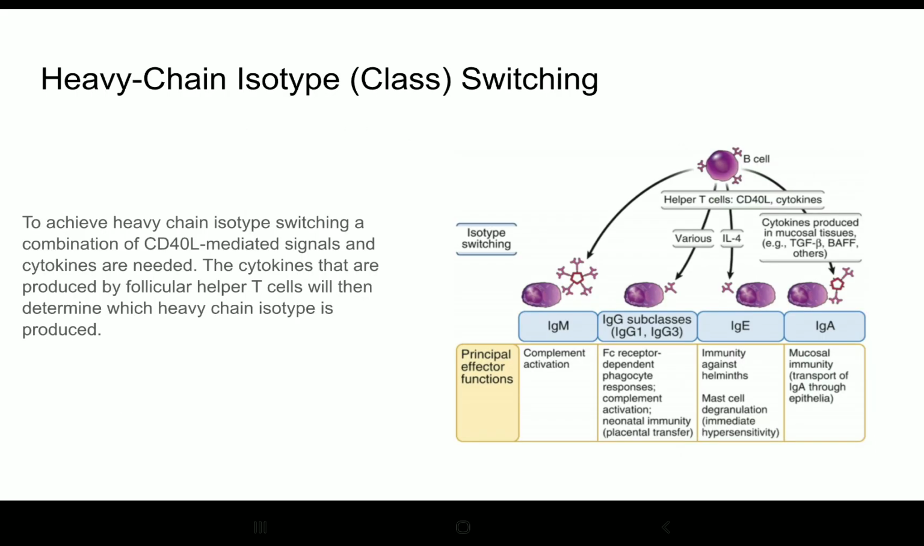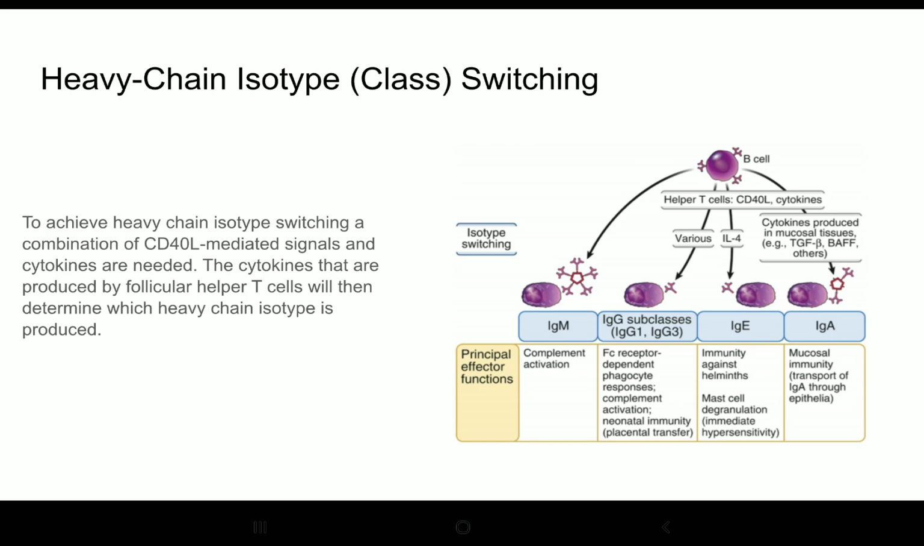Heavy chain isotype switching is mainly for B cells that are T-dependent. Helper T cells stimulate B cells that express IgM and IgD to produce antibodies with different heavy chain isotypes. CD40L-mediated signals and cytokines induce the activation of heavy chain isotype switching, and the cytokines produced by the follicular helper T cells determine which heavy chain isotype is needed for the specific antigen.